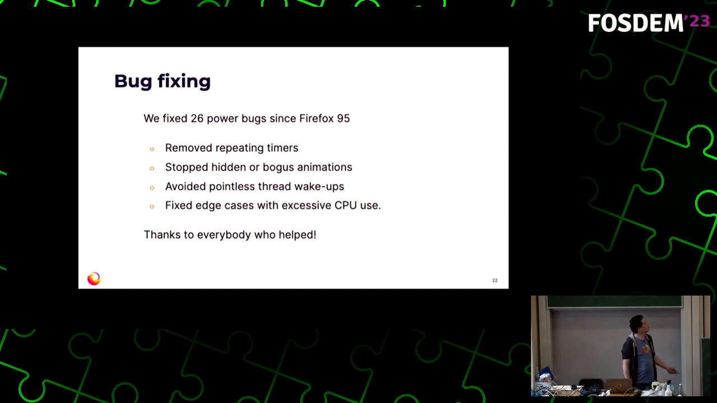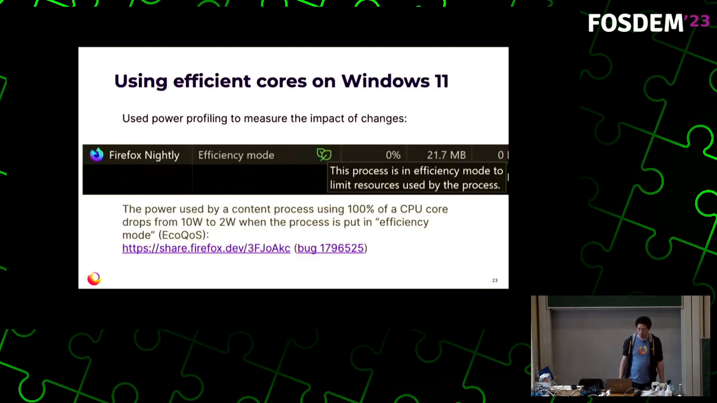And avoiding pointless thread wake-ups, that's what I was showing before with a chart about timer threads, and edge cases where there was massive CPU. So thanks to all the contributors who helped with this. It's the work of many people, mostly on the platform team. And I will just showcase a few examples of bug fixes we did that had a big impact.